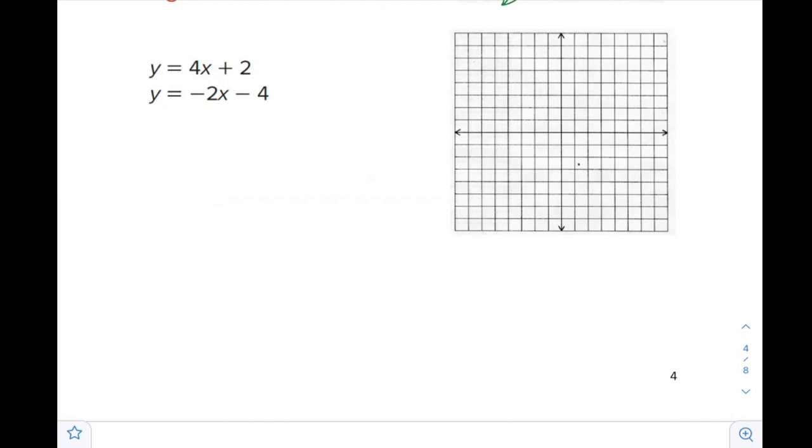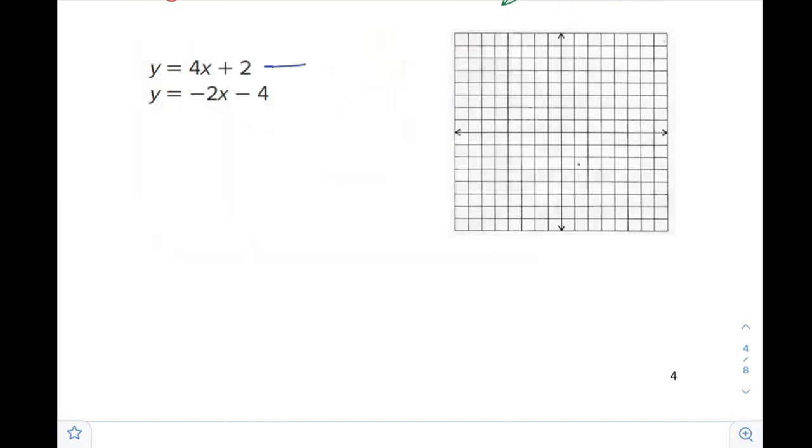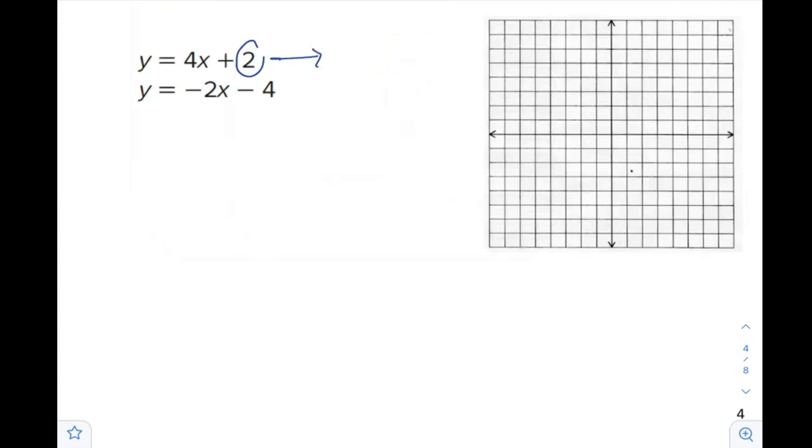Now let's graph the first line. The first line is y equals 4x plus 2. Again, this is the starting point at 2. You will move according to the slope, which is 4 over 1. Rise up 4, run 1 to the right. So this is your second point. We will match.